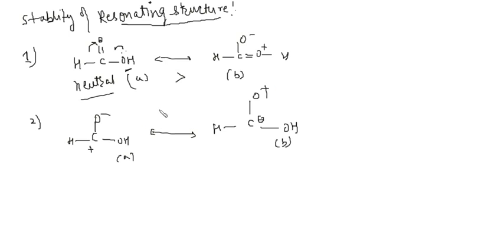So both have charges. First of all we will check whether it has charge or not. When it has charge, then we will check whether the octet is complete. Here we see the octet is not complete, while here the octet is complete. So A is less stable than B, because here the octet is complete. It has a completed octet, while the other doesn't have a complete octet.